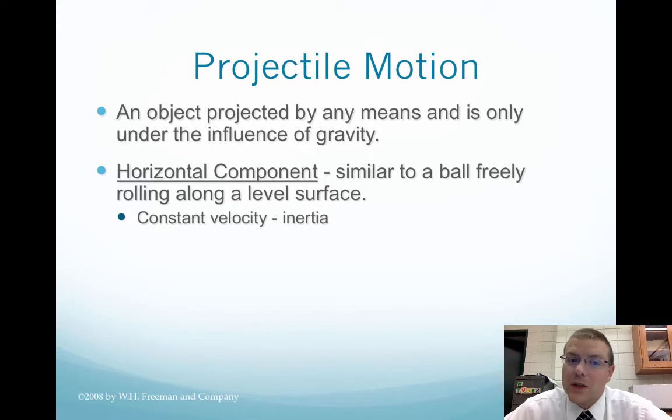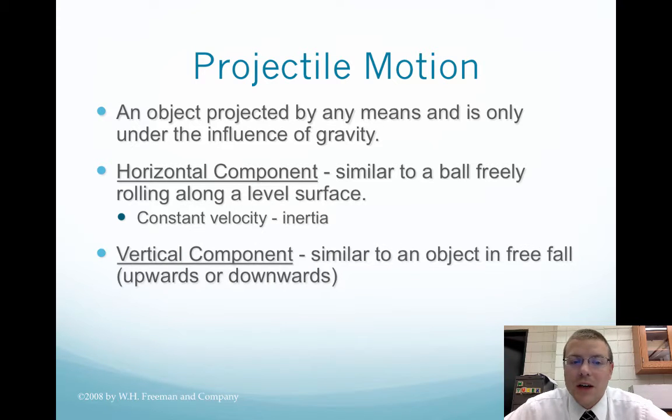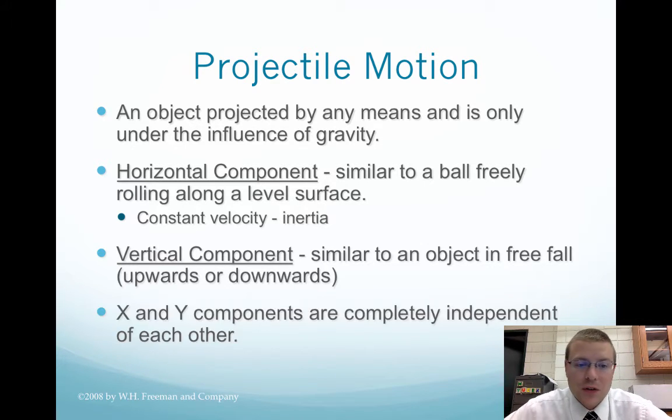There are two pieces to any projectile. It's got two components. It's got a horizontal component, which you can think of as something just rolling across the surface of the floor, sort of like I did in class today when I rolled across the floor and I was in motion and I kept staying in motion. So the horizontal component is always constant velocity, and it's got a vertical component. The vertical component is similar to things that are in free fall, just like when we drop things or when we threw things up in the air. Things will accelerate in the vertical direction, and it will stay constant in the horizontal direction.